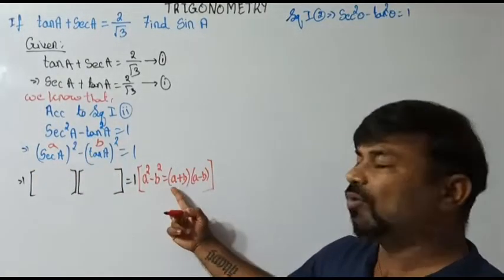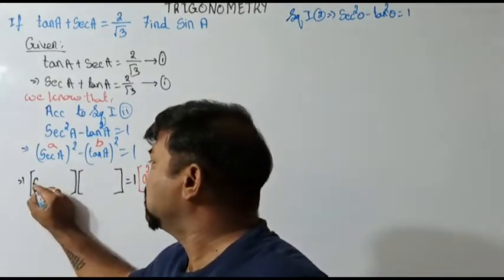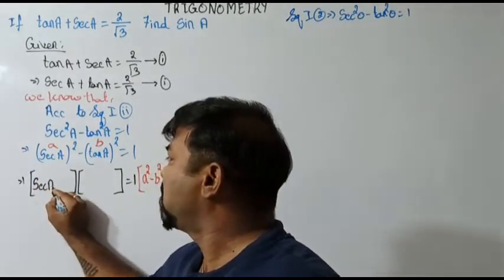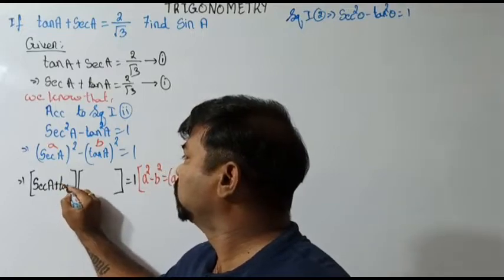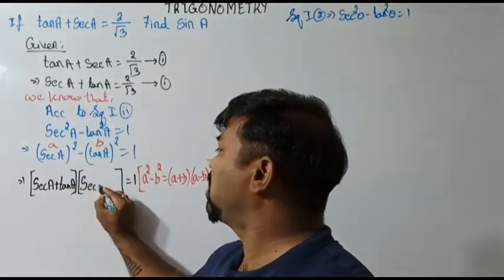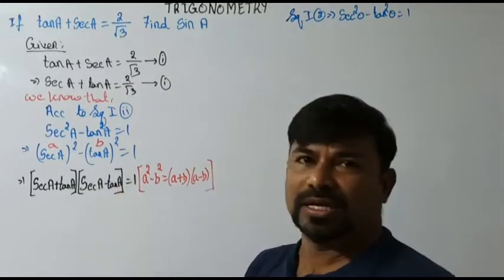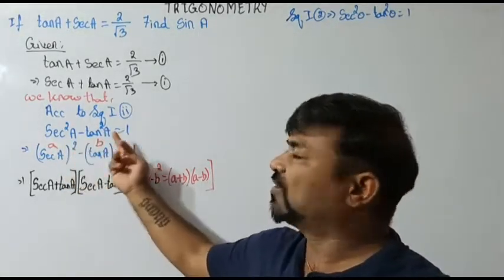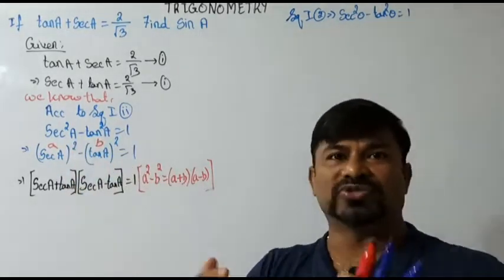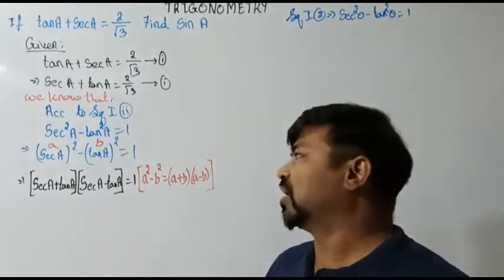So we write it in terms of A plus B into A minus B. That is secant A plus tan A, that's the first one. In the same way, secant A minus tan A, that is what I am planning to write. So see here, we were having squared terms, whereas now we are having non-squared terms. Yes, I got it. It means we are moving step by step in that procedure.